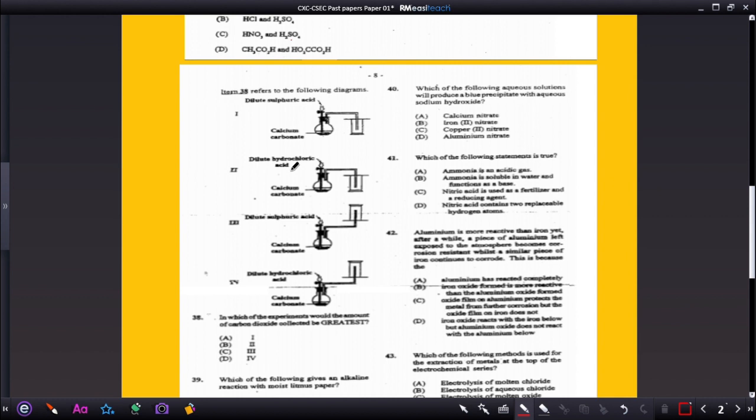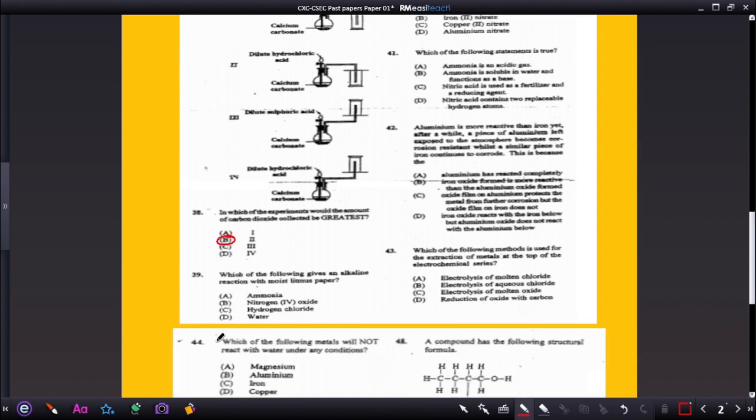carbon dioxide is heavier than air, so it must be collected in a downward orientation. Lighter gases are collected upward, like ammonia. Heavier gases are collected downward. So the answer would be dilute hydrochloric acid with calcium carbonate, in a downward orientation. And that would be two. So which is B.